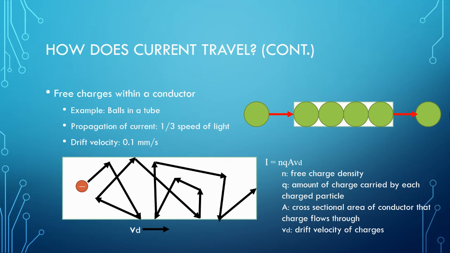Like we've said, it's the rate of the flow of charge. And so we can use this second formula to help us understand current even further. Current is equal to the density of charges within a conductor times the amount of charge carried by each of those charged particles times the area that they're moving through times the velocity that they're moving through that area with. And so again, that gives us current, which is the movement of charge through a certain area over a certain amount of time.